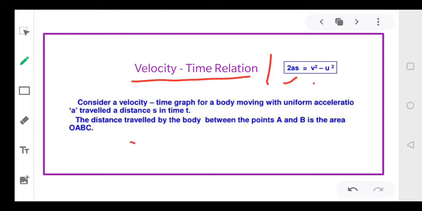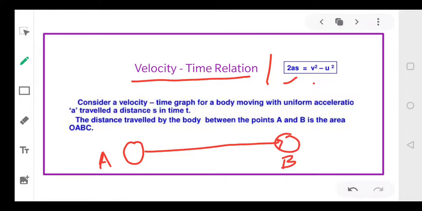Again, suppose the object was at position A. Then we applied a force, and the object has moved to position B. So this distance is S, it has taken time T, and A is the acceleration. Okay dear students? So this is your initial concept. We have applied a force on the object and the object has reached position B.